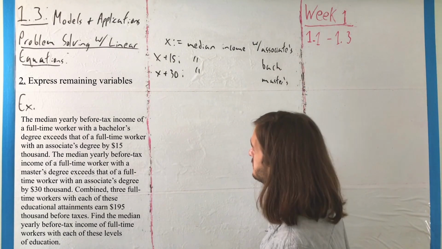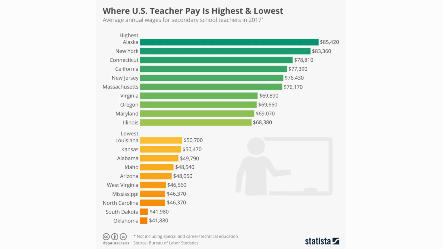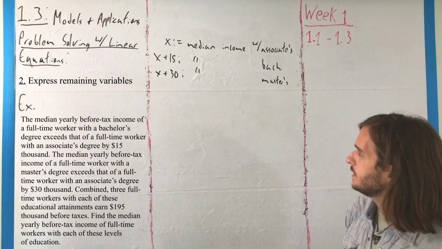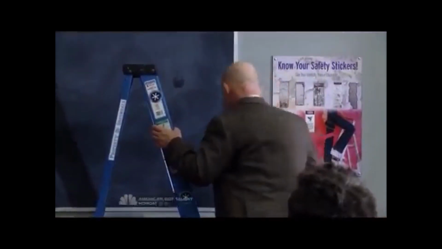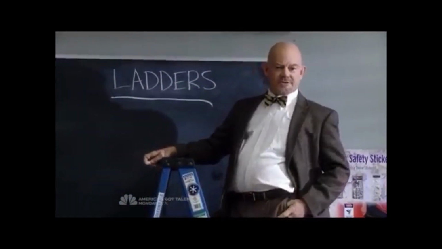And if I'm making $30,000 more than a teacher with an associate's degree, oh boy, is that teacher with an associate's degree having a rough life. Welcome to ladders.